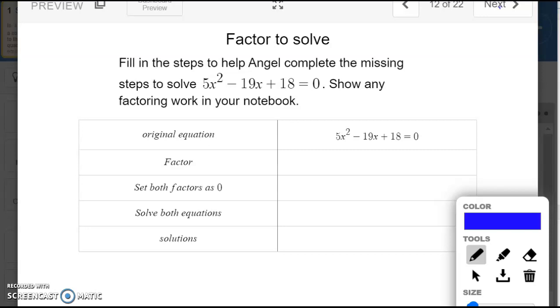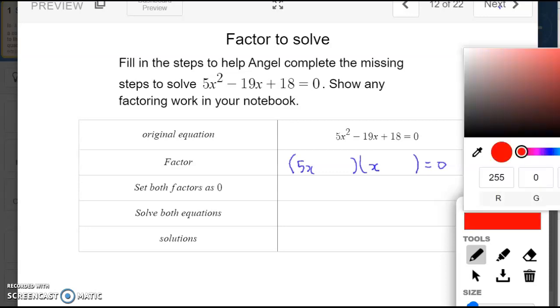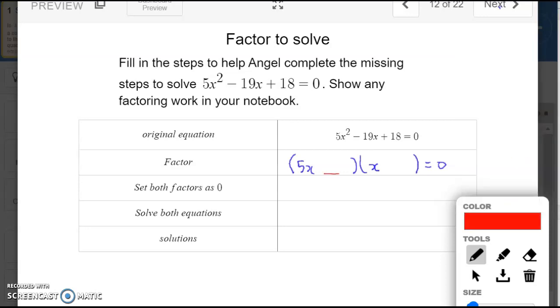Just the way you created the template, you would create a template for the x's. Now we want to get 5x squared. How can I get 5x squared as the multiplying of the two binomials? One has to be 5x, the other has to be x, because 5x times x is going to be 5x squared. Now we're looking for the number to fill in here.